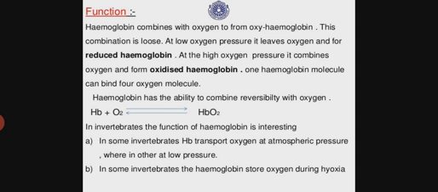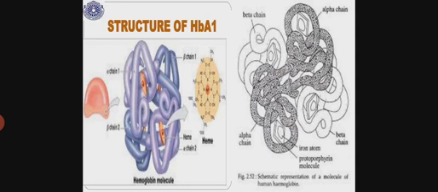Hemoglobin has the ability to combine reversibly with oxygen. As I said earlier, this oxyhemoglobin is not a stable compound, it is a highly unstable or reversible compound. And in invertebrates, the function of hemoglobin is interesting. That is, in some invertebrates, hemoglobin transports oxygen at atmospheric pressure, whereas in others at low pressure. And in some invertebrates, hemoglobin stores oxygen during hypoxia, that is, low oxygen levels.